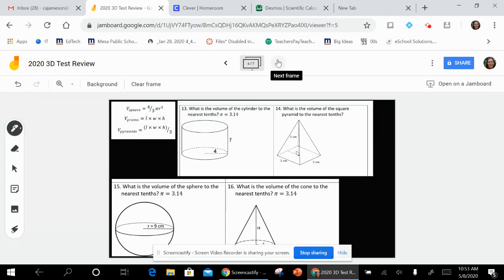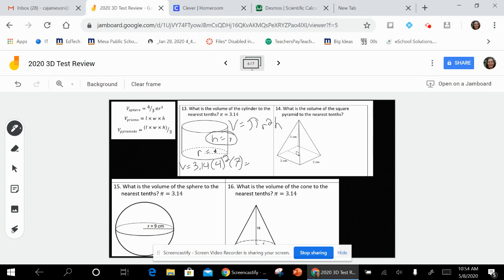Okay, so for these ones, everybody, here's a cylinder again. For our cylinder, the volume is equal to pi r squared times the height. Our height, everybody, is 7, so identify the variables, y'all. And 4 is our radius. I substituted it all back in. I'm going to do it down here. 3.14 times 4 squared times 7.